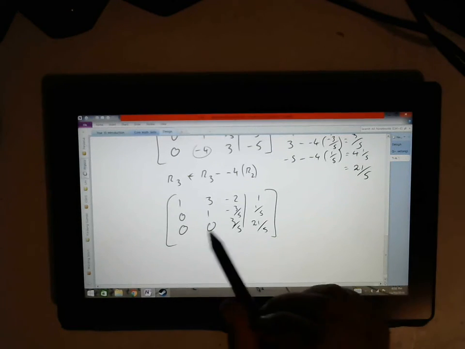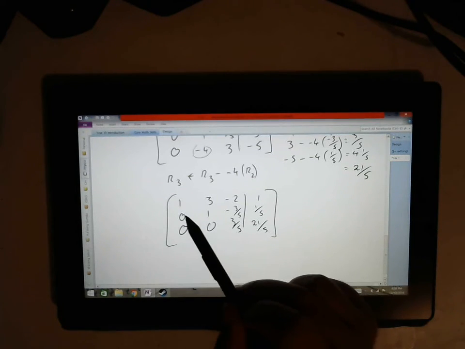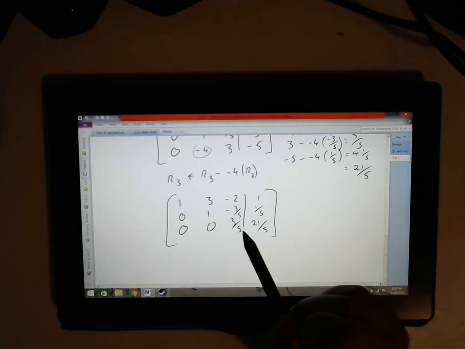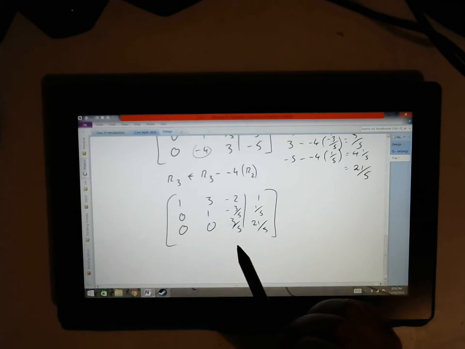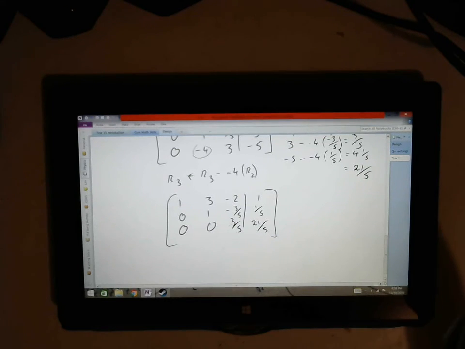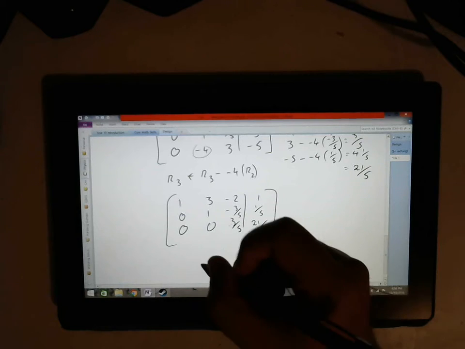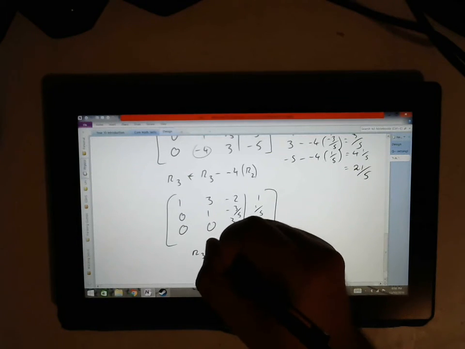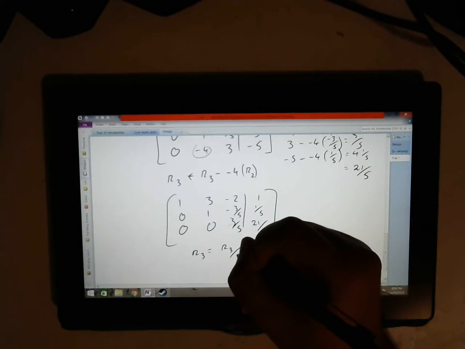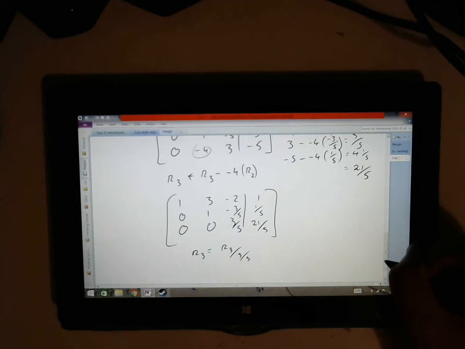Next row. So that's a 0, that's a 0, that's a 0. So we've made our lower triangle 0. We now need to turn our main diagonal, so this number here, that's 3/5, into a 1. So 3/5 divided by 3/5 gives us 1. So let's do R3 equals R3 divided by 3/5.